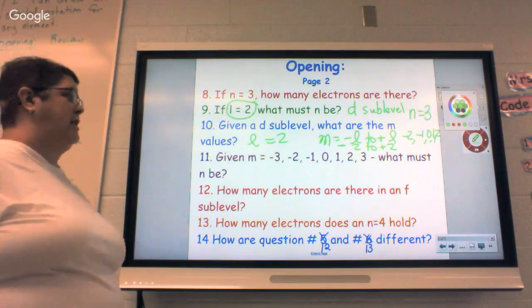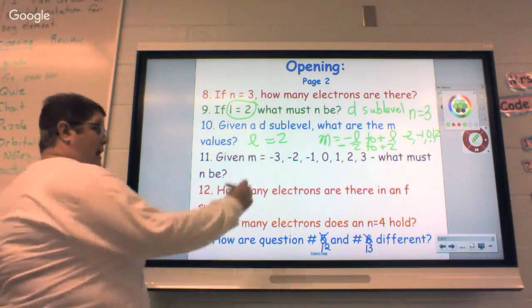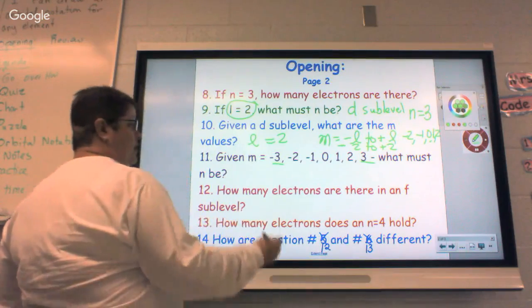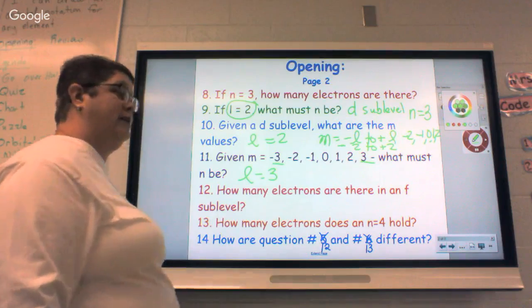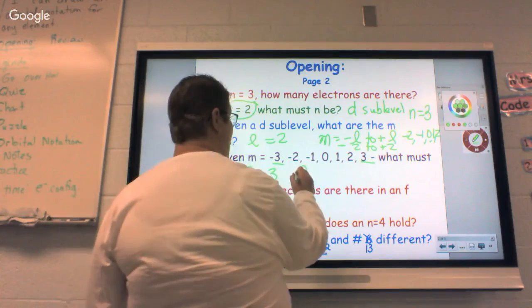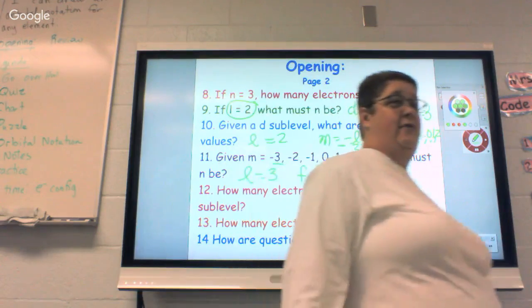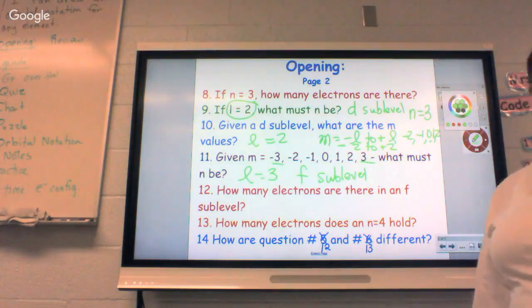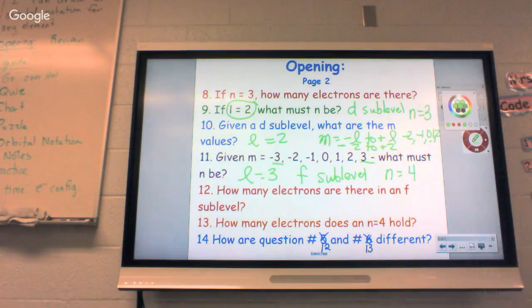All right, so number 11, we're just combining what we just did at 9 and 10, and we're going backwards. So I gave you negative 3 to positive 3. So what's the l? What sublevel are we in if l equals 3? So we're in the f sublevel. So what does n have to be to have an s, p, d, f sublevel? n has to equal 4. Okay? How many electrons are there in the f sublevel?